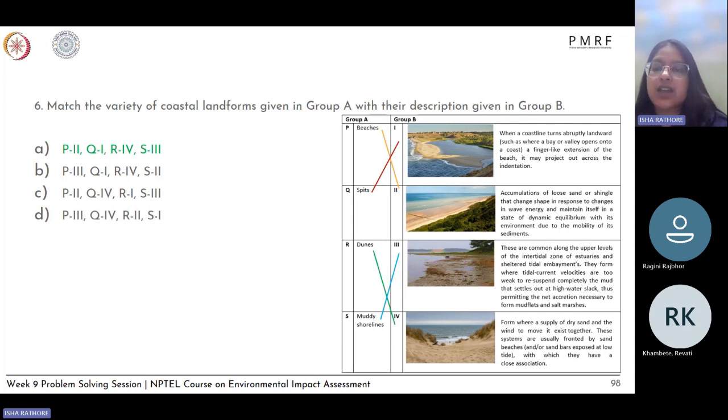And then muddy shorelines are common along the upper levels of the intertidal zones of estuaries and sheltered tidal embayments. They form where tidal current velocities are too weak to resuspend completely the mud that settles out at high water slack, thus permitting the net accretion necessary to form mudflats and salt marshes. So S matches with 3. So A, that is, P matches with 2, Q with 1, R with 4, and S with 3, is the correct answer. Okay, moving on to the next question.